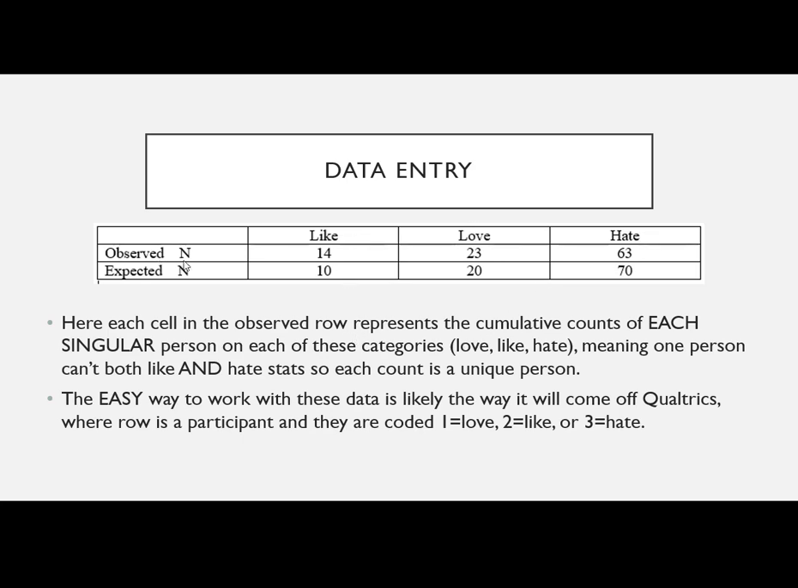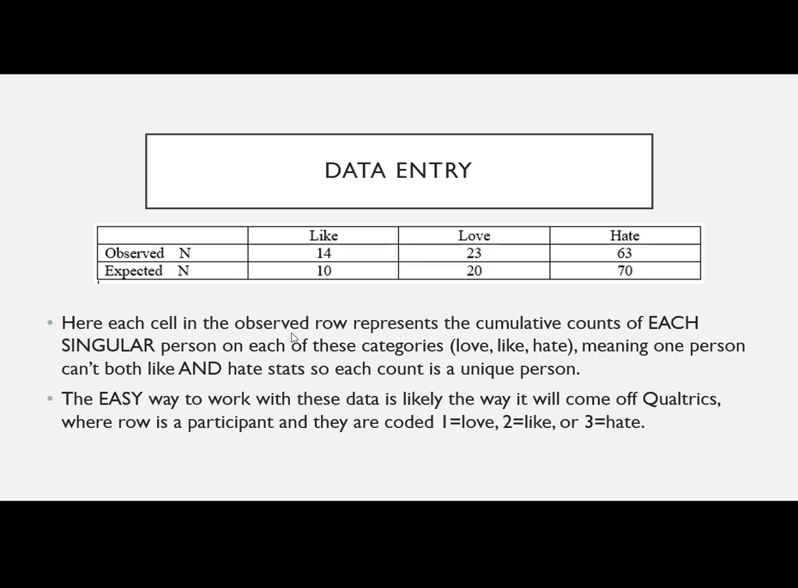Here, the observed frequencies: we went out and asked 100 people, 14 like it, 23 love it, and 63 hate it. The expected, from some previous knowledge, most likely based on prior research, would be that 10 like it, 20 love it, and 70 hate it. So we want to know, how well did our sample fit these expected frequencies? We're really close, so I would imagine that it's probably not going to be significant, but we'll see.